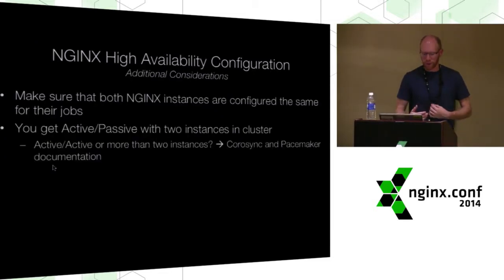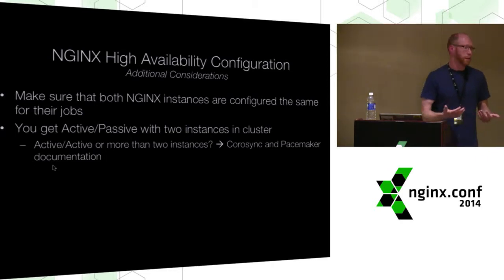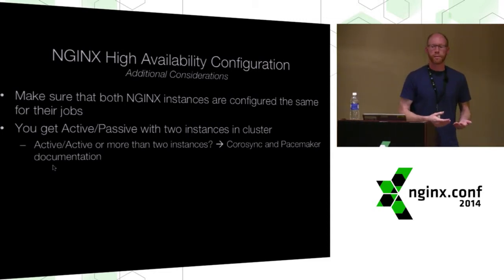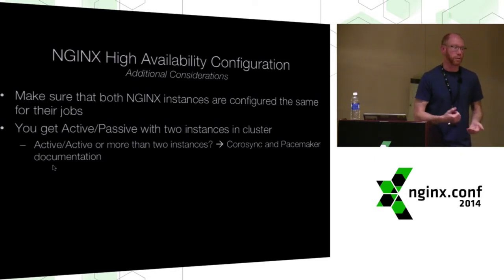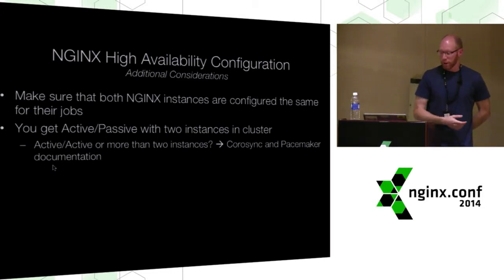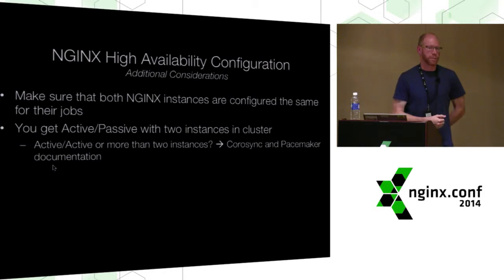Some additional considerations. Make sure that both your Nginx instances are actually configured to do their jobs. So you've got the primary running and taking traffic, but as you make configuration changes or software pushes, make sure that the secondary is getting the same updates, so as soon as it takes traffic, it can start doing the same thing without any interruption. With this configuration, you're going to get an active-passive setup with two instances. If you want more instances or active-active, you're going to need to dive into the CoreSync and Pacemaker documentation to figure out how to get that working.